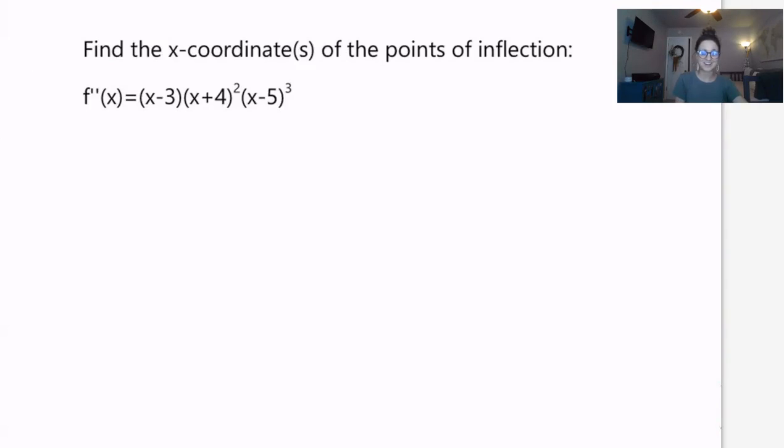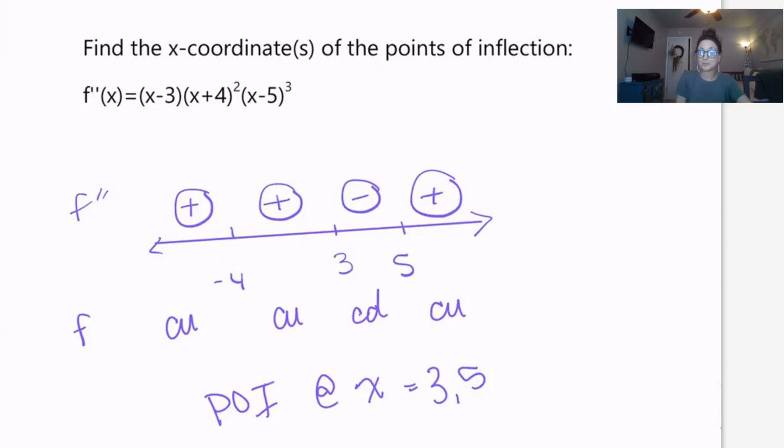So let's try this one. I've already given you f double prime, so I've done that first part for you. Now can you make a number line and decide where the points of inflection for f are? Hit continue when you're ready to see the answer. So we have points of inflection only at 3 and 5, not at -4, because of that even multiplicity, right? So that is going to force my sign to stay the same at -4, whereas at 3 and 5, the sign of f double prime will change.